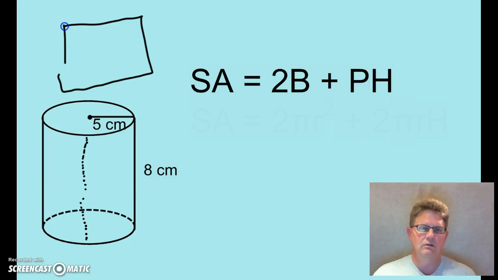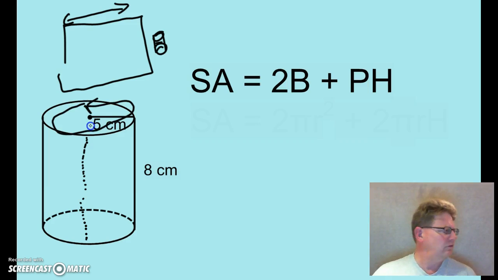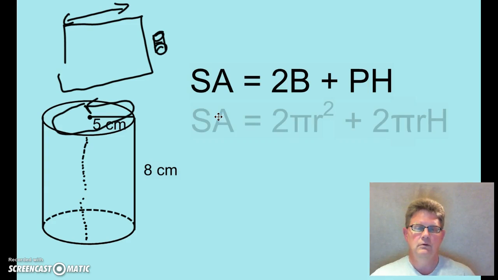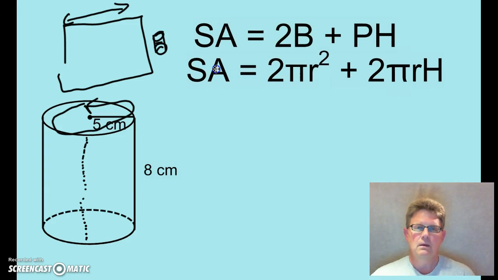The height of that rectangle will be the height of the prism. So in this case it would be 8. And this length here, well, wouldn't that be the distance around the circle? What is that called again? The distance around a circle. Oh yeah, that's right. Perimeter. So, the surface area for a cylinder is always going to be 2 pi r squared, 2 circles, circle on top, circle on the bottom, and the perimeter is the circumference, 2 pi r h.